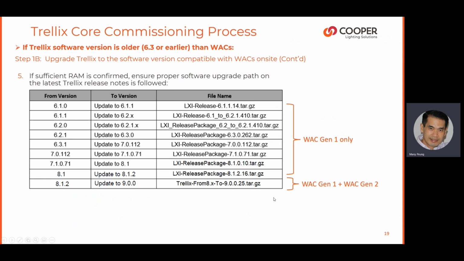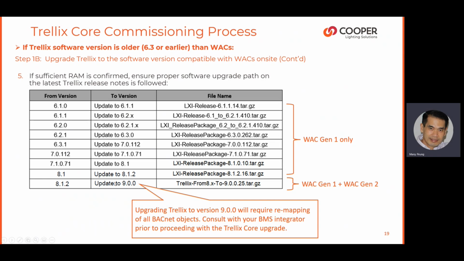Now, the other thing that is really important is that if you decide to upgrade from 8.1.2.16 to 9.00.25, you need to remap all the BACnet objects. Why? Because we have changed the BACnet stack between 8.1.2 or earlier versions. We changed it to a new BACnet stack on version 9.00.25. So this is very critical.